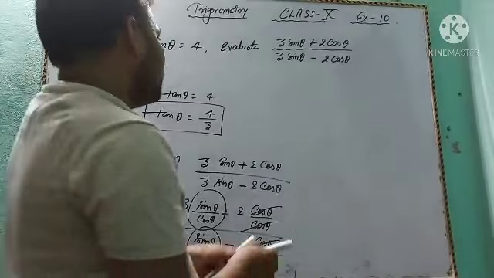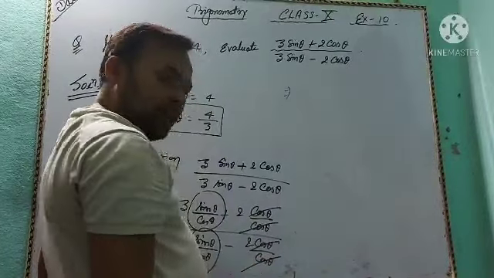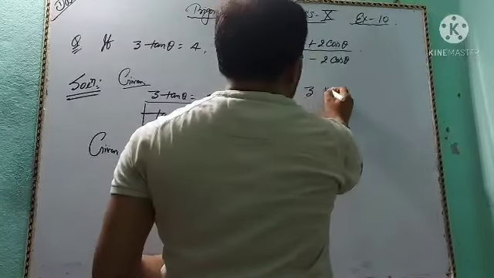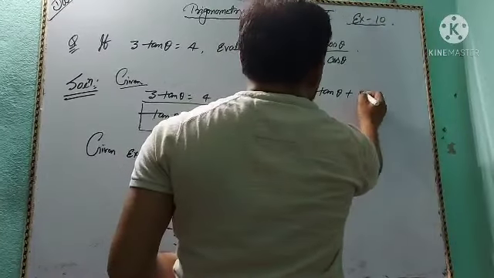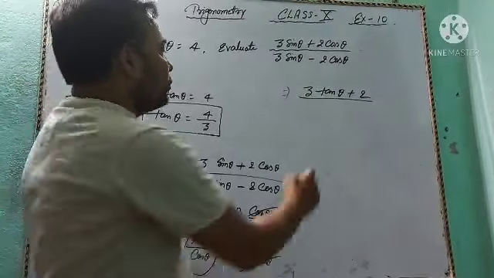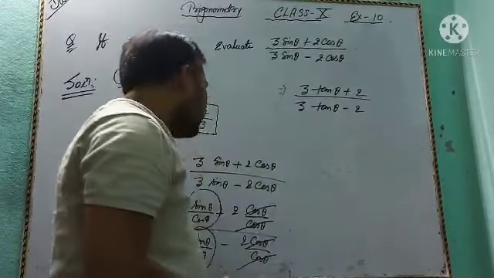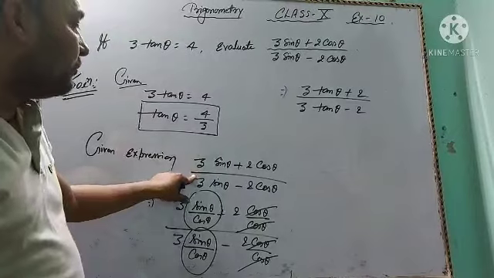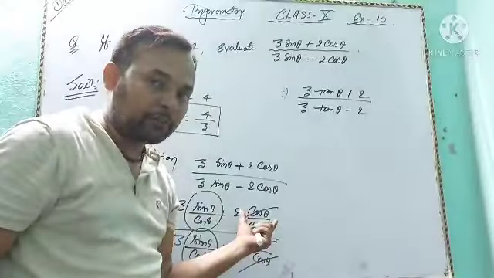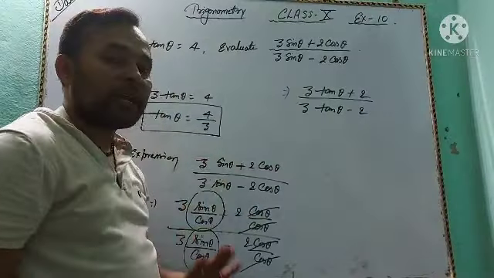So we write, students, this implies (3 tan theta plus 2) by (3 tan theta minus 2). What did we do? In the numerator and denominator, we divided all the terms by cos theta. Okay, cos theta is cancelled and sin by cos becomes tan.